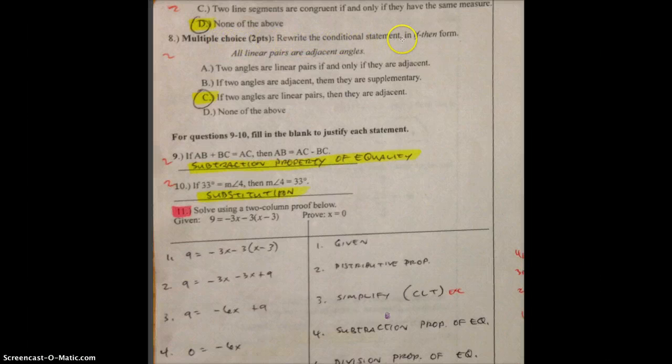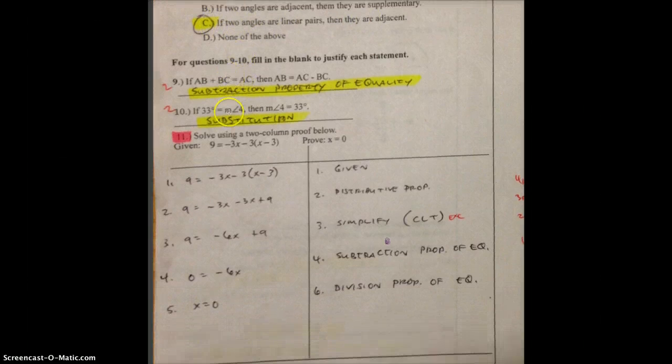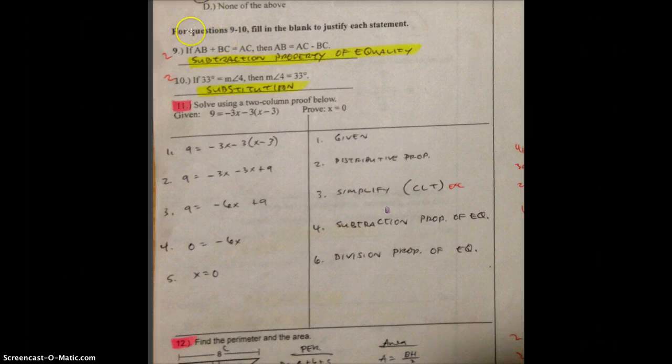Rewrite the conditional statement in if-then form. So I have to insert the words if and then. If the 2 angles are a linear pair, then they are adjacent, that would be choice C. For questions 9 and 10, it says fill in the blank to justify the statement. So you're going to write something in this blank, and you need to justify. So think about what's happening here. AB plus BC equals AC, then AB equals AC minus BC.